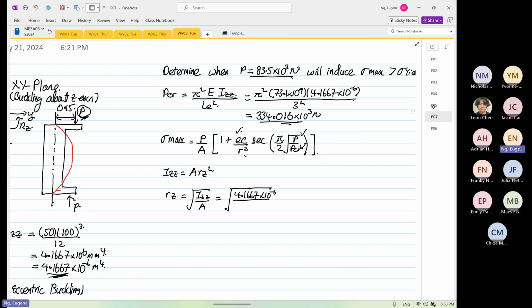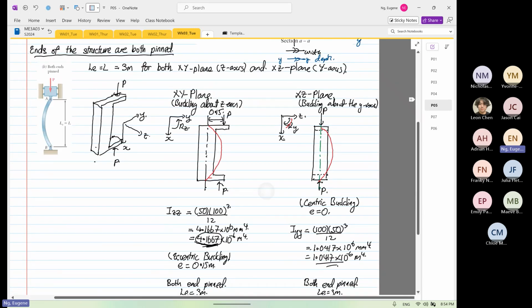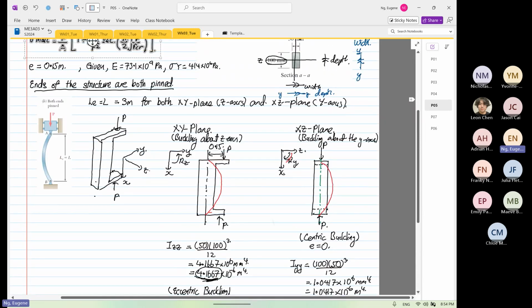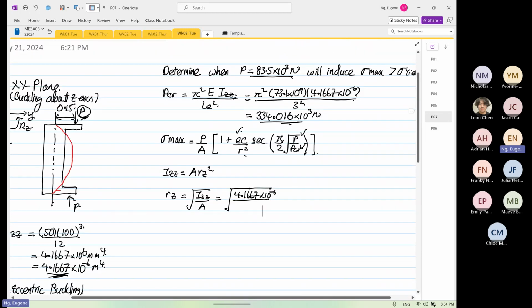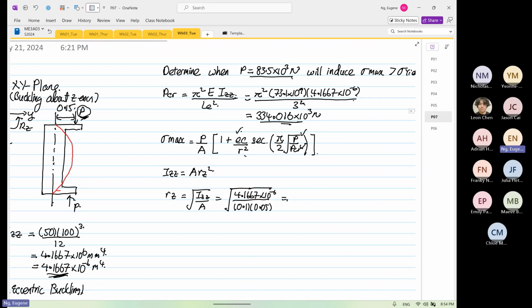Divide by area. We did calculate area before. So area is 0.1 times 0.05. So our radius of gyration is the square root of 4.1667 times 10 to the power minus 6 divided by 0.1 times 0.05, which is equal to 28.868 times 10 to the power minus 3 meters. Okay, so we have our R squared.